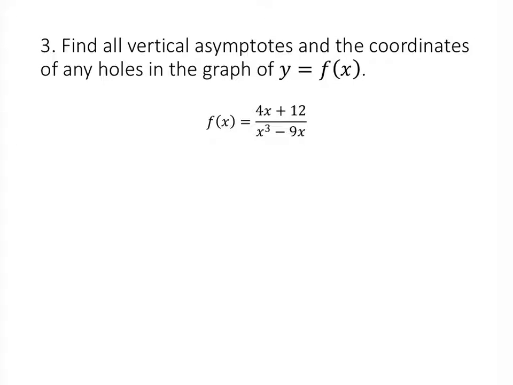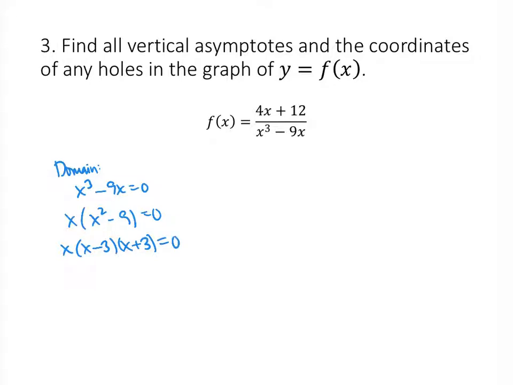Another similar problem. So we again look at our domain. Our domain is to set x cubed minus 9x equal to 0. We can factor out an x. That gives us x squared minus 9. And then we can factor this further as x minus 3 times x plus 3. That's a difference of 2 squares. So that gives us 3 solutions, x equals 0, x equals 3, and x equals minus 3.